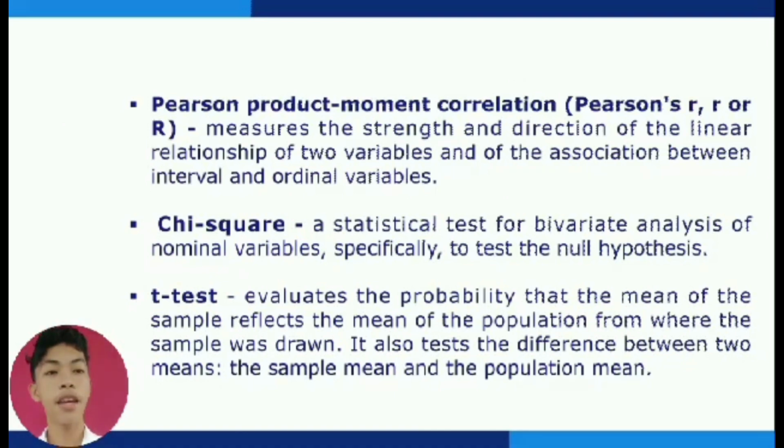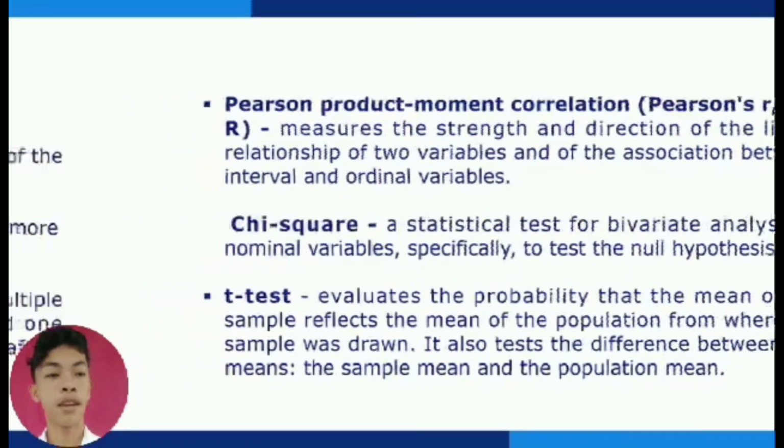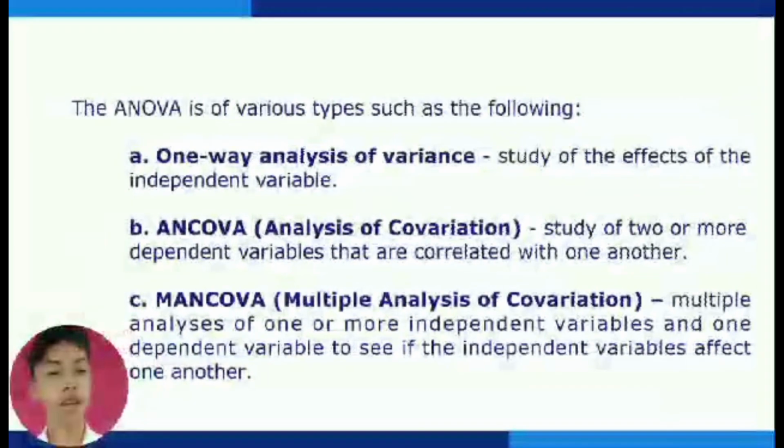The ANOVA, or analysis of variance, also uses the t-test to determine the variance or the difference between the predicted number of the sample and the actual measurement. The ANOVA is of various types, such as the following. First is the one-way analysis of variance. It is the study of the effects of the independent variables.